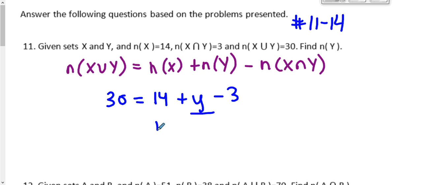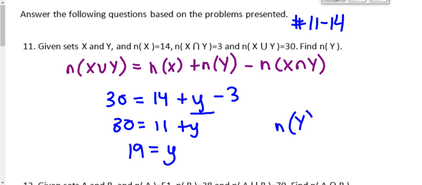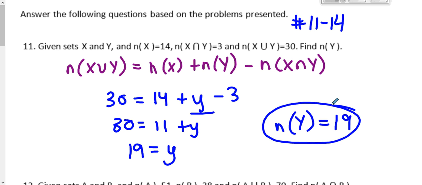So then we just have to solve this for y and make sure that we state our answer clearly. 14 minus 3 is 11, plus y. And then 30 minus 11 is 19. So the number in set y is 19. Make sure you've stated your final answer and made it clear that you know what you found.